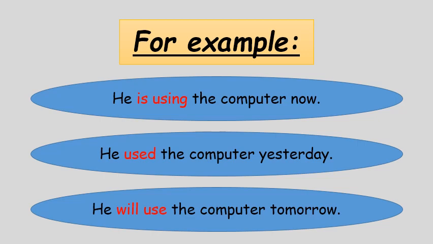The tenses used in the given sentences are: in the first sentence, present continuous tense is used. In the second sentence, simple past tense is used. And in the last sentence, simple future tense is used.